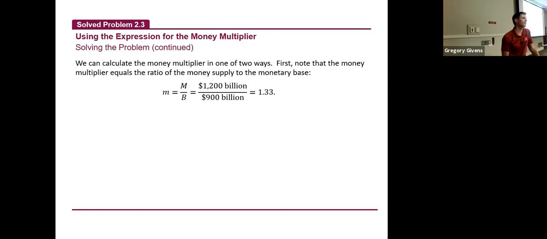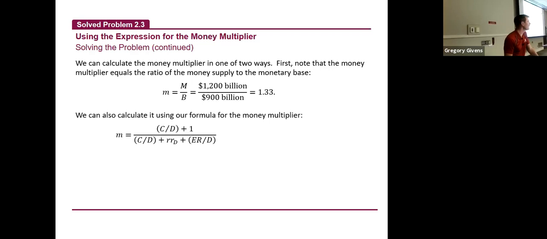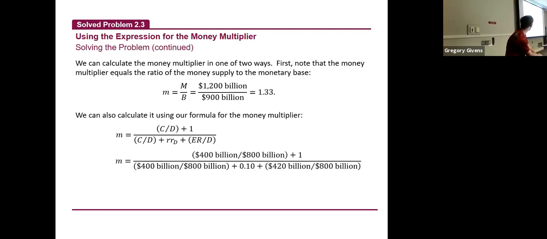Or you can do the brute force method, right? Plug all of our values of these ratios that we've been talking about into the money multiplier formula. So the currency to deposit ratio in our example was 400 billion to 800 billion. The required reserve ratio was 10%. The excess reserve ratio to deposits was 420 to 800. Well, how do we get that? We know what required reserves were. They're 80 billion, right? And total bank reserves was given in the problem as 500 billion. That implies then that excess reserves are 420 billion.